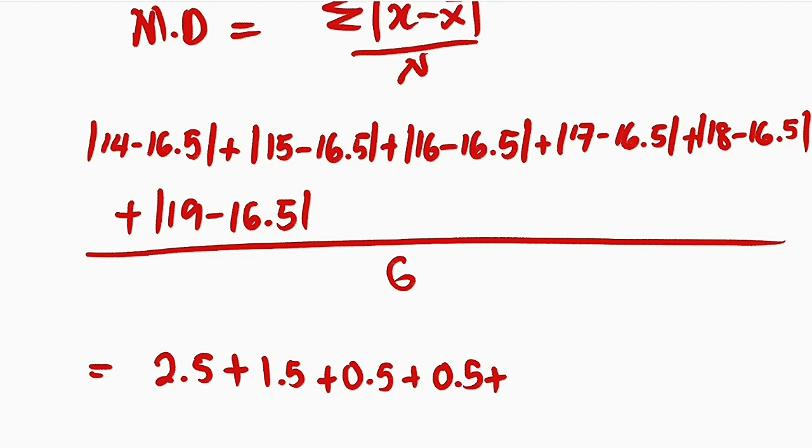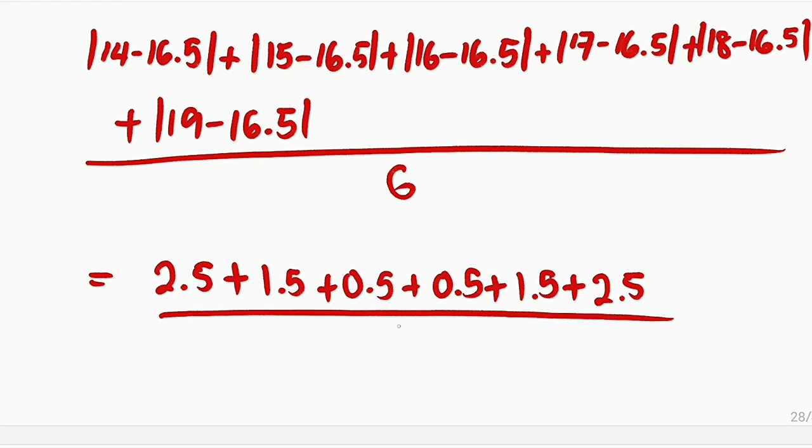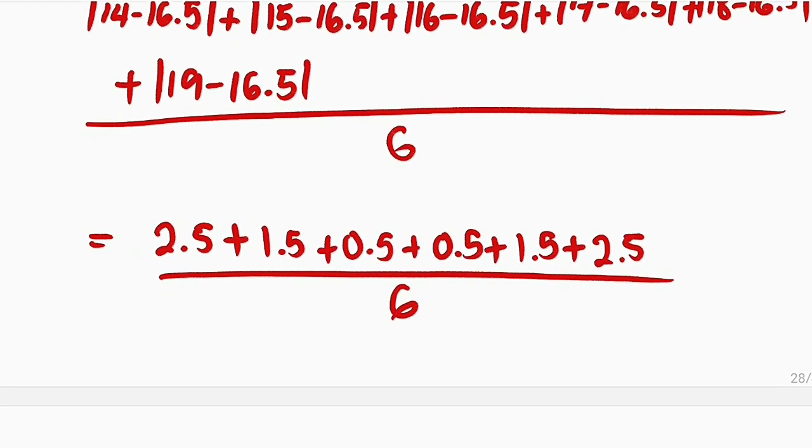Then we have 18 minus the mean, which is 1.5. And lastly, we have 19 minus the mean, which is 2.5. The whole of this should be divided by 6. Now let us add all the numbers and divide by 6.